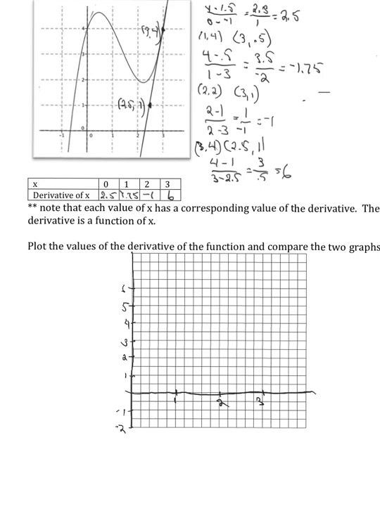We have the point (0, 2.5). I'm going to put these points in red. (0, 2.5), and we have (1, negative 1.75). So that'll be right there. At 2, it's negative 1. And at 3, it's at positive 6.